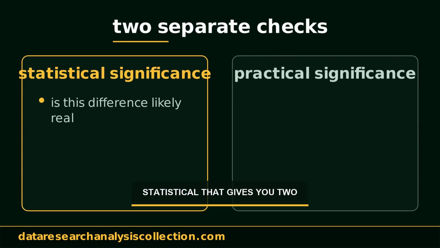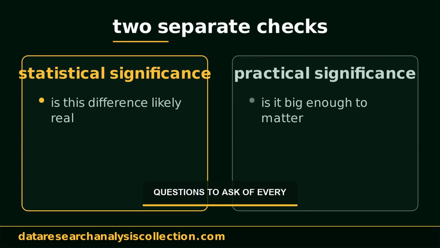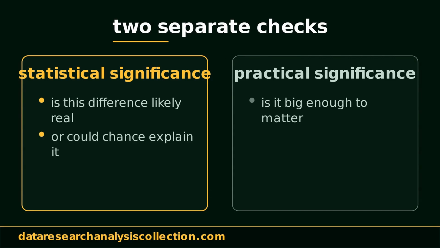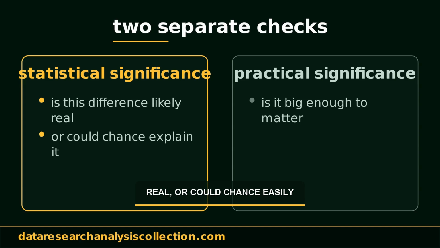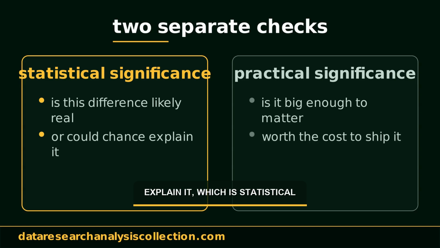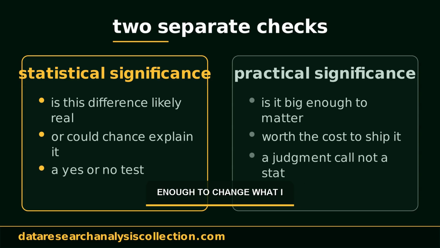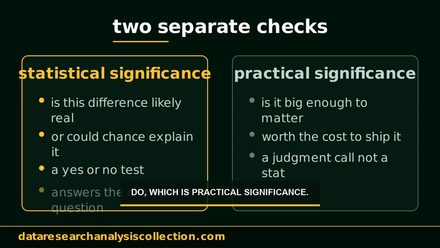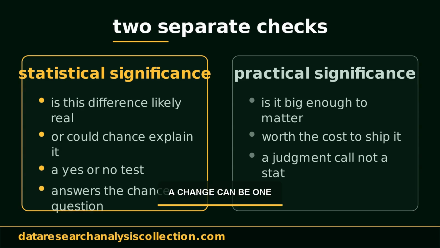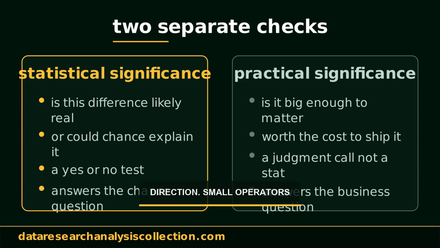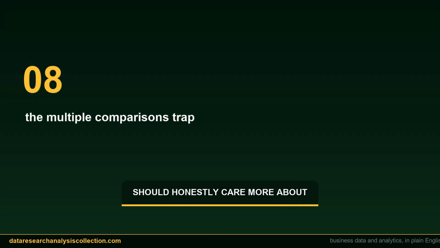Practical versus statistical significance. That gives you 2 questions to ask of every result, not one. First, is this difference likely real, or could chance easily explain it, which is statistical significance? Second, is this difference big enough to change what I do, which is practical significance? A change can be one without the other in either direction. Small operators should honestly care more about the second than they think, because a real but microscopic lift is not worth rebuilding your product for, no matter how confident the test.